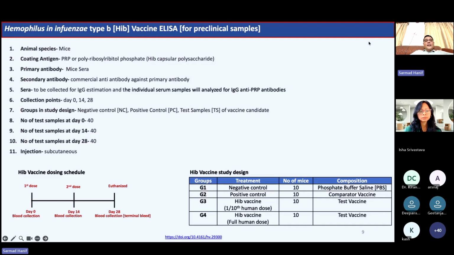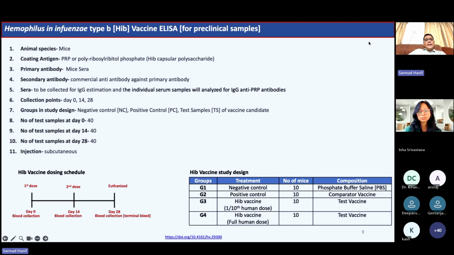So starting from the first point, what are the animal species? Generally mice. For Hib also it is mice. For Neisseria meningitidis, although I'm not talking about the Neisseria meningitidis ELISA, the known or suitable animal model in which you see the immune response for your vaccine is mice.